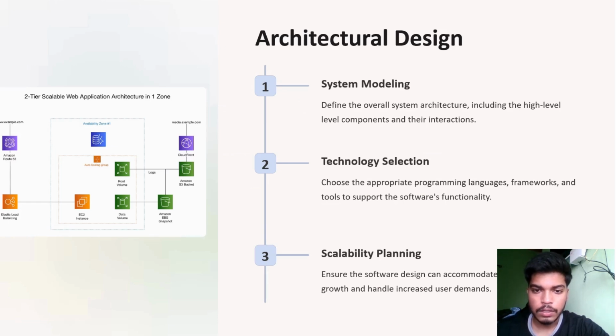Architectural design. In architectural design, system modeling, technology selection, scalability planning. What is system modeling? Defining the overall system architecture, including the high-level components and their interactions. Second one is technology selection. Choose the appropriate programming language. We have to first choose the language, framework, tools to support the software functionality.